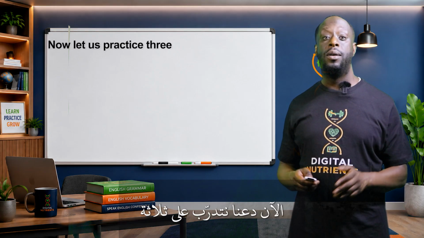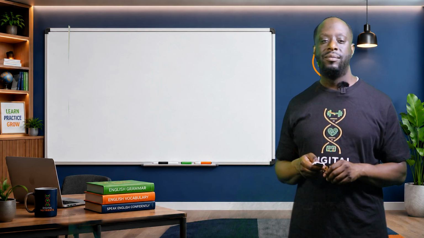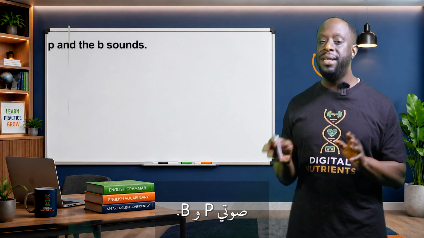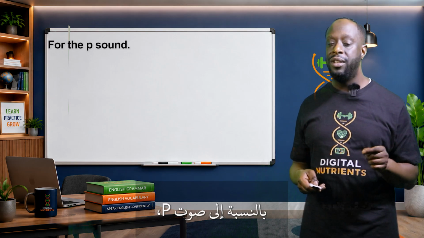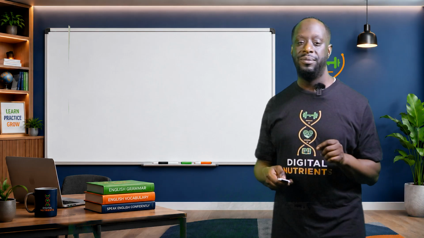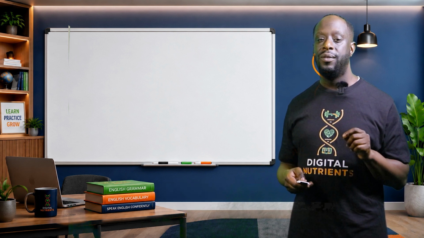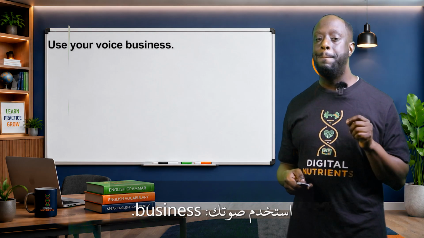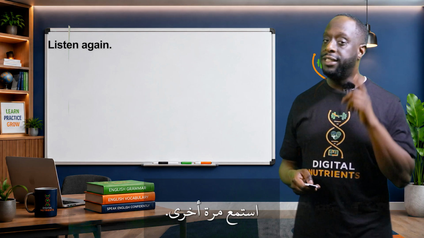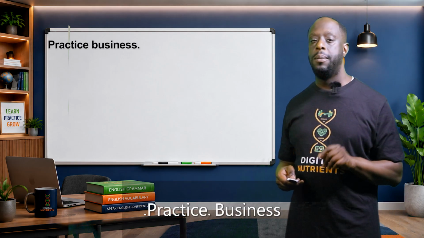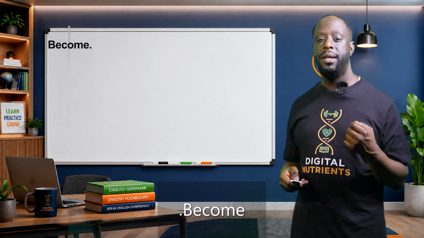Excellent. Now, let us practice 3 pronunciation targets. First, practice the P and the B sounds. Both sounds begin with your lips together. For the P sound, release a small puff of air. Practice. People. For the B sound, use your voice. Business. Become. Listen again. Practice. Business. People. Become.